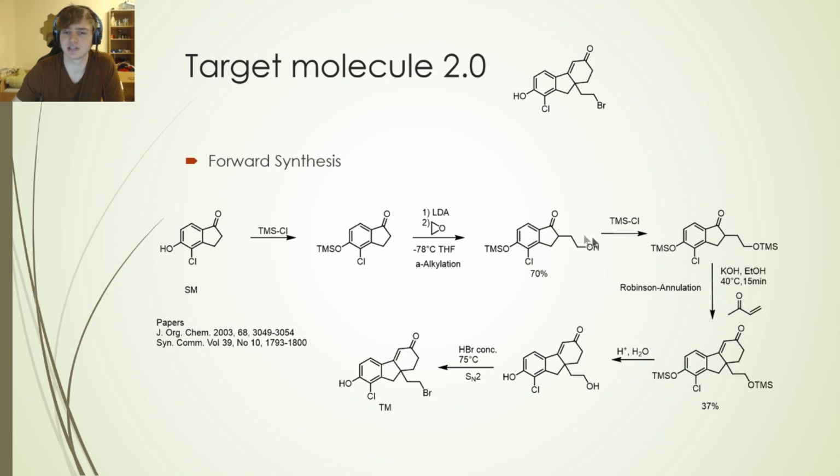Then the next step is to protect the other alcohol. Then when both alcohols are protected, we can do our Robinson annulation. We actually found a paper which used a very similar molecule. It's nearly the exact same molecule, but it doesn't have the alcohol here and the chlorine here, and the reaction was done in a 37% yield. So then after we are here, we just have to remove the protection groups. That can be done with acetic acid, and then we have to transform the alcohol into a bromine, and then we are at our target molecule. So that's our synthesis.